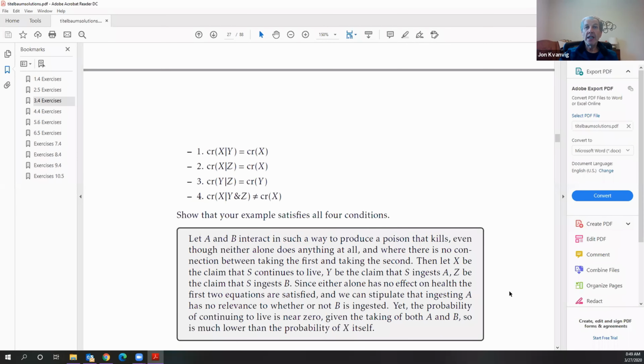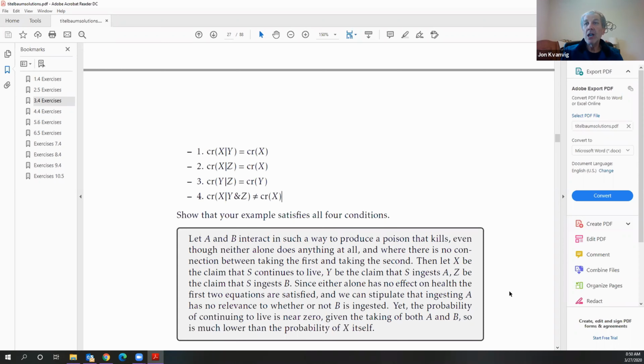So here's my example. Let A and B interact in such a way to produce a poison that kills, even though neither alone does anything at all health-wise, and where there's no connection between taking the first and taking the second. Like if you take the first one, it doesn't incline you to take the second. If you take the second, it doesn't incline you to take the first. They're just completely independent of each other. Then let X be the claim that S continues to live, Y be the claim that S ingests A, Z be the claim that S ingests B.